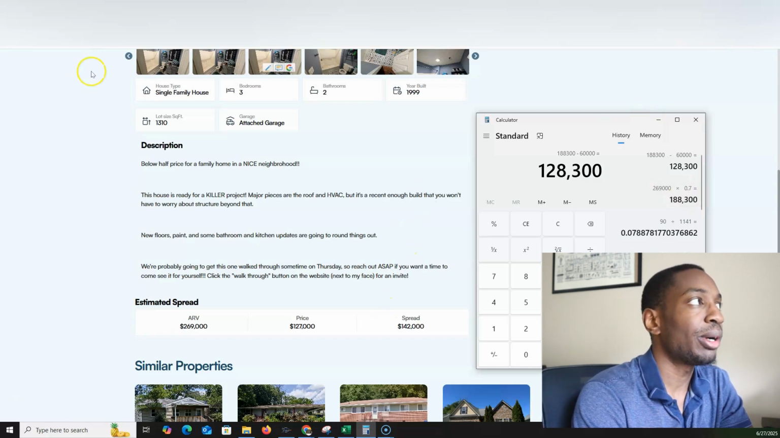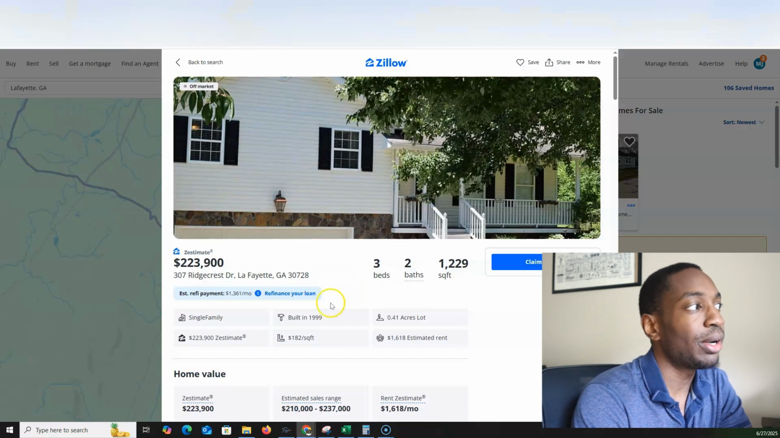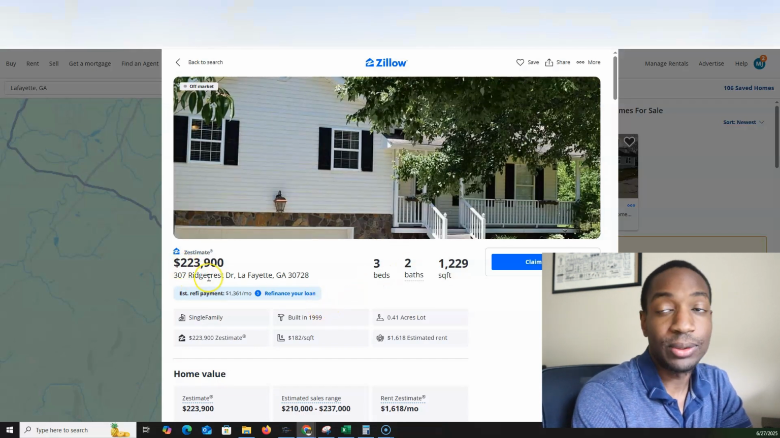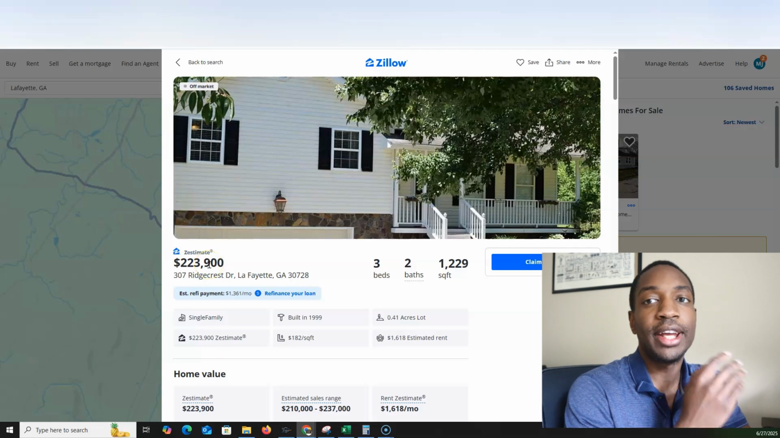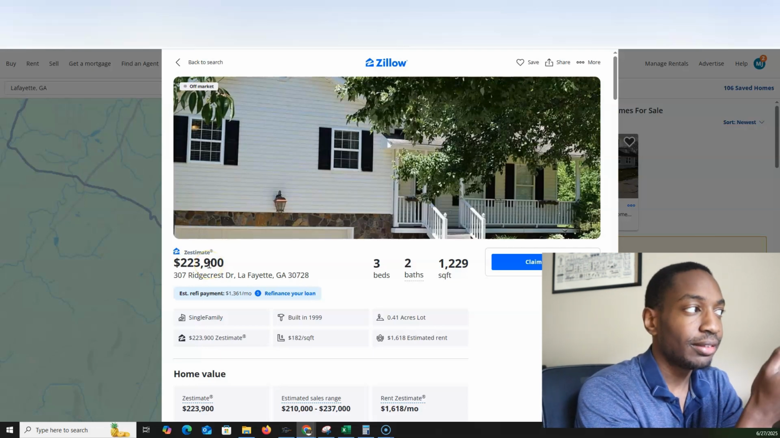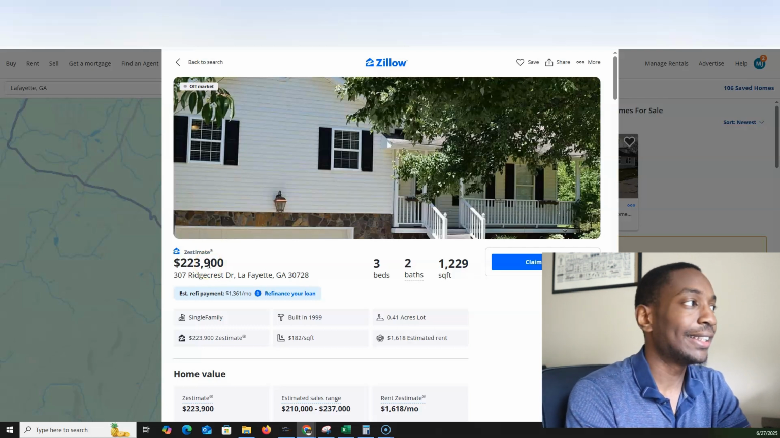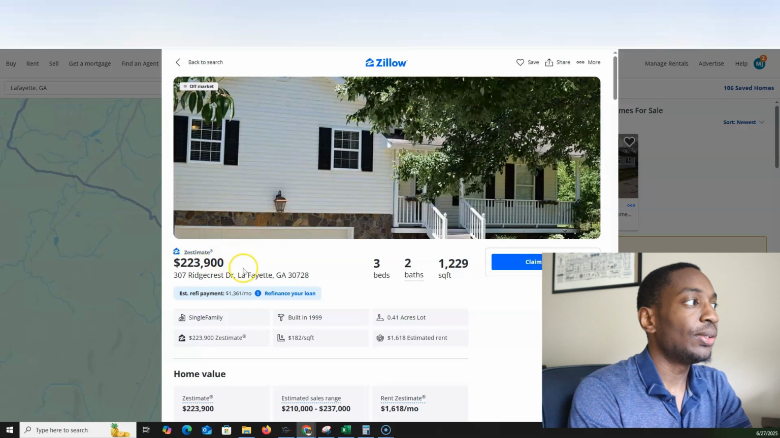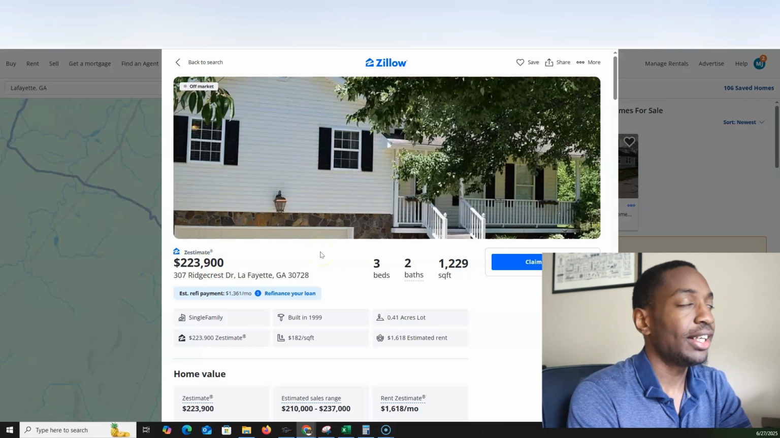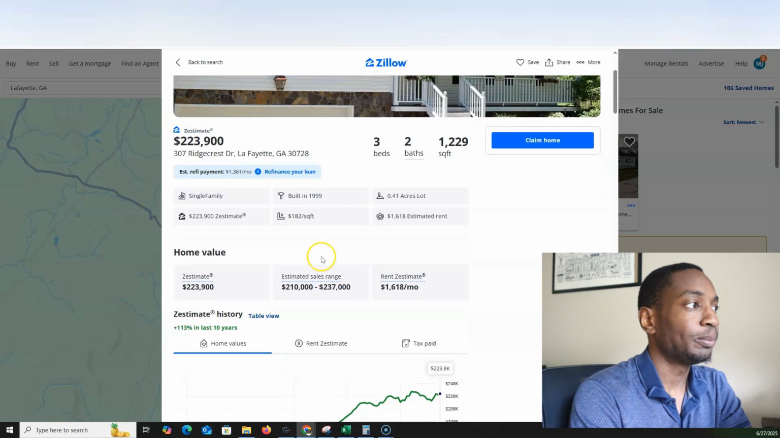But let's go to this property in Zillow and look it up. So this is the property. The estimate is 223. So right away, even though you can't trust this, it's something that you can consider. But 223,000, and they think 269 is the ARV.